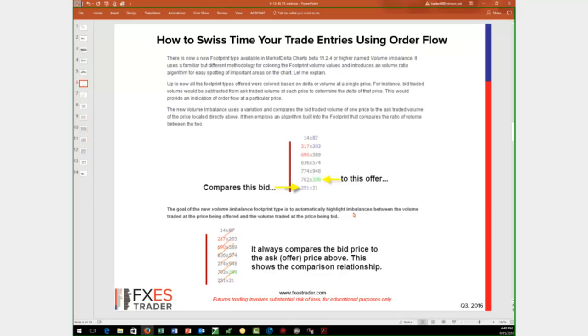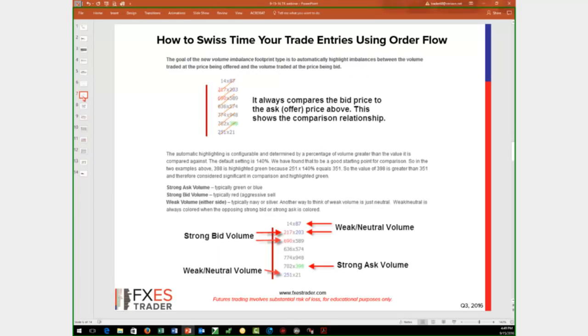I have the software set to default to 300%. I have it set at 400%. I know some that set it even higher. That allows you to say, well, geez, we may have, as we saw many times today, them stepping in and lifting the offer right off the get-go this morning on the open on the S&P 500 E-mini contract. So the goal of the volume imbalance footprint is to automatically highlight imbalances between the volume traded at the price being offered and volume traded at the price being bid.